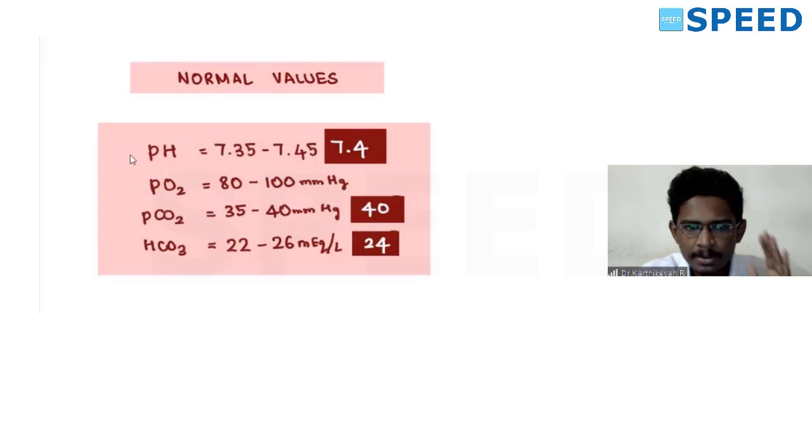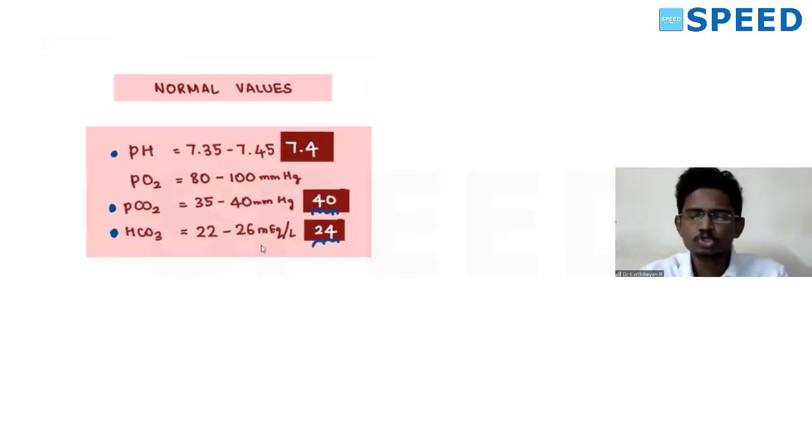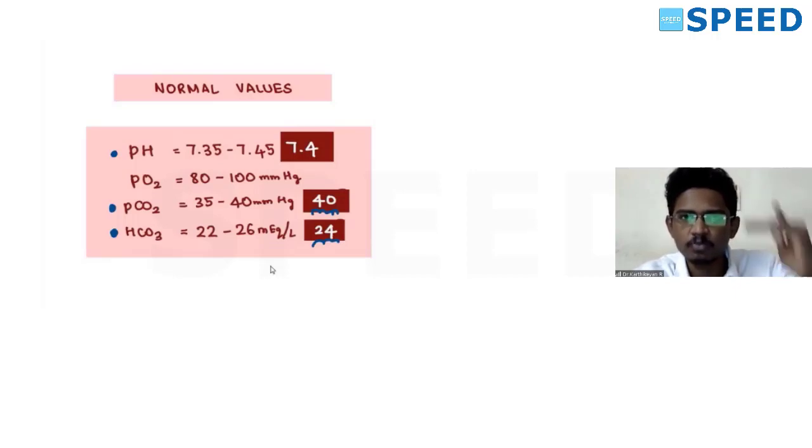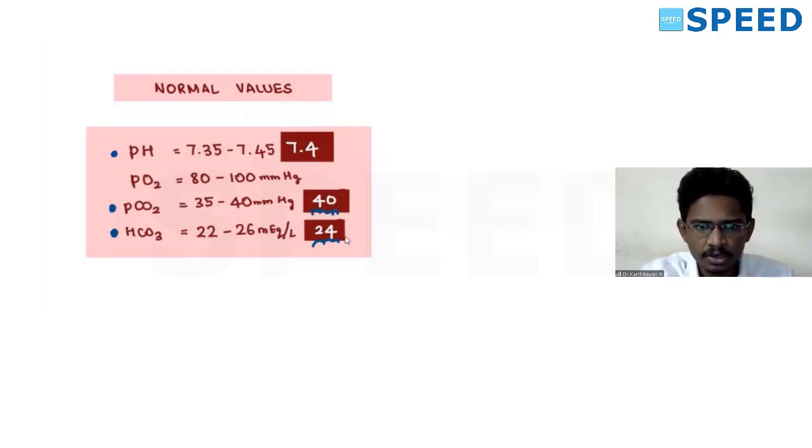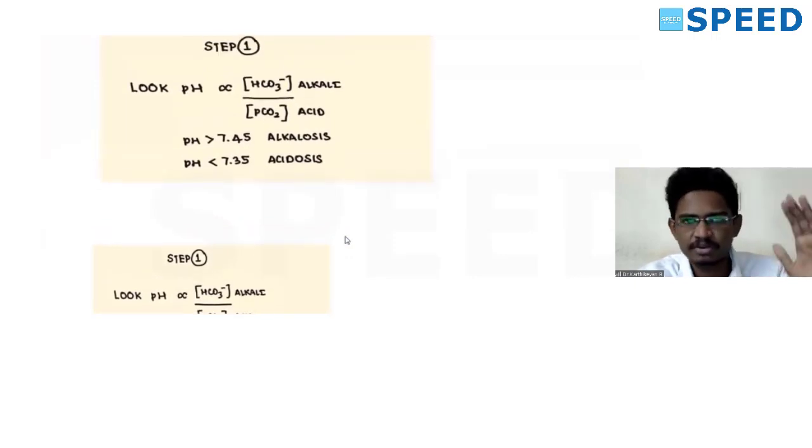Normal PCO2, carbon dioxide partial pressure, should be 35 to 40. If you want a single value, take it as 40. And bicarb 22 to 26. If you want a single value, take it as 24. So pH 7.4, PCO2 40, bicarb 24 should be by heart in your mind. You should never ever forget this, because this is the basis from which we are going to step one by one.